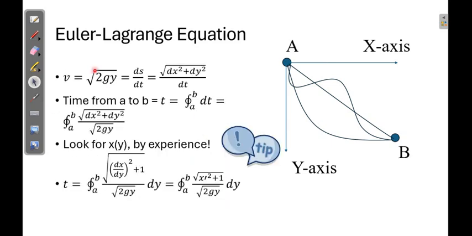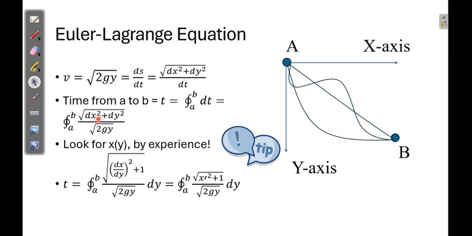Hence, v, which is equal to square root 2gy, is equal to ds by dt, and can be written with this expression. Since we are interested in the curve of minimal time, we calculate the time to be the integration of dt from point A to point B. Now the idea is that we need to write this integrand in a way that is familiar to anyone using calculus of variations.